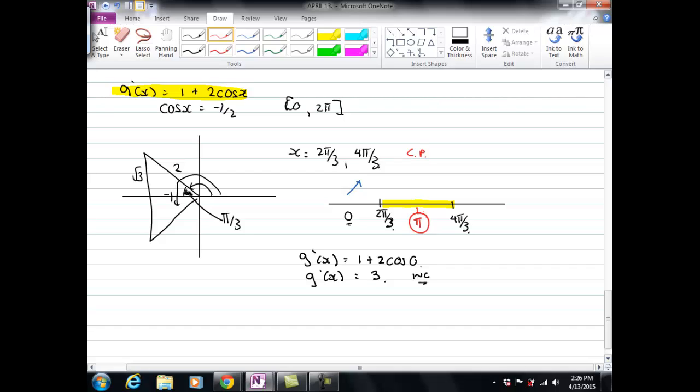Hi, question. No, these are critical points. Yeah, this is a number line. Okay. This is not a graph, this is just a number line to test the regions.